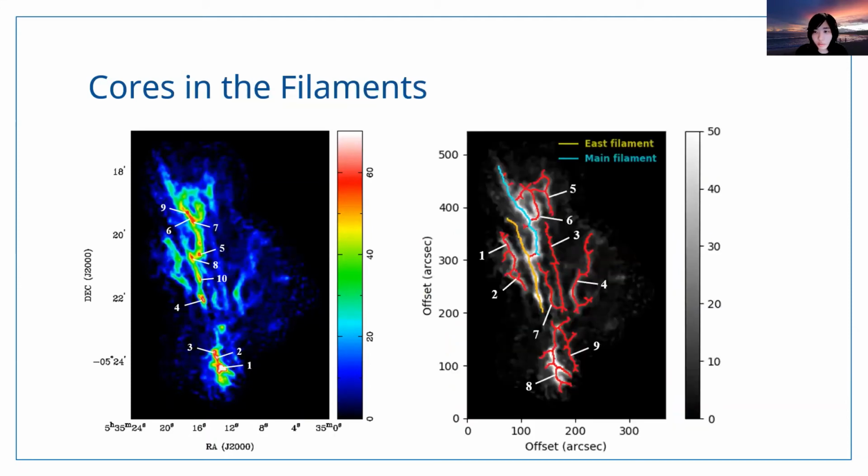And if we compare with the identified filaments, we will see that all the identified cores are inside 3 massive filaments. So we can see there are 4 cores in the main filament, as shown in blue, and 3 cores in the east filament, shown in yellow, and then 3 more cores in the filament 8 in the southern OMC1 region.